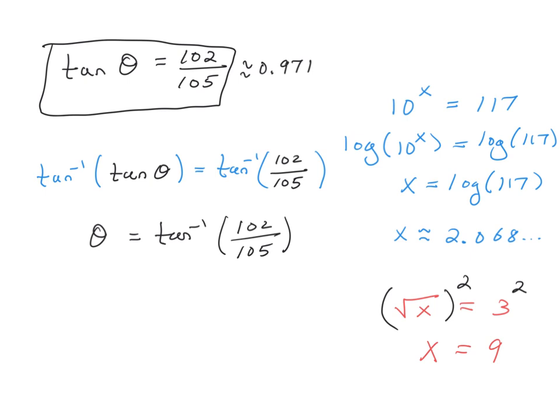Oh, it's not. I'll change it to degree mode. And what I'm going to do is just type in this expression. So I'm going to do tangent inverse of 102 divided by 105. And the value that I get back for theta is approximately 44.17 if I round to 2 decimal places, and this is degrees.